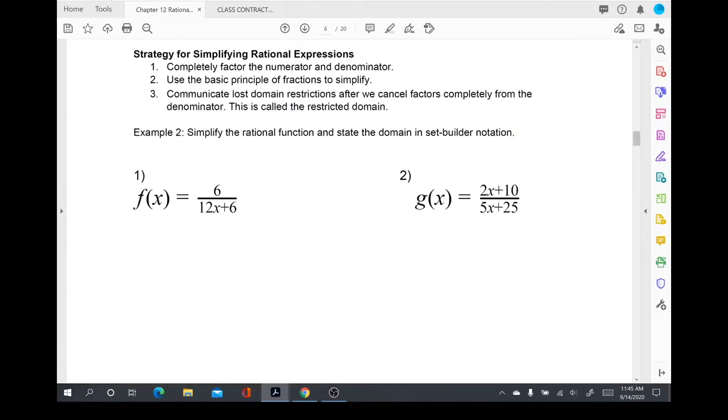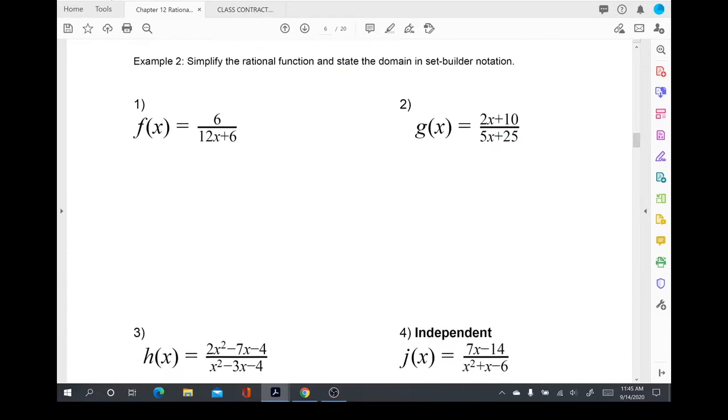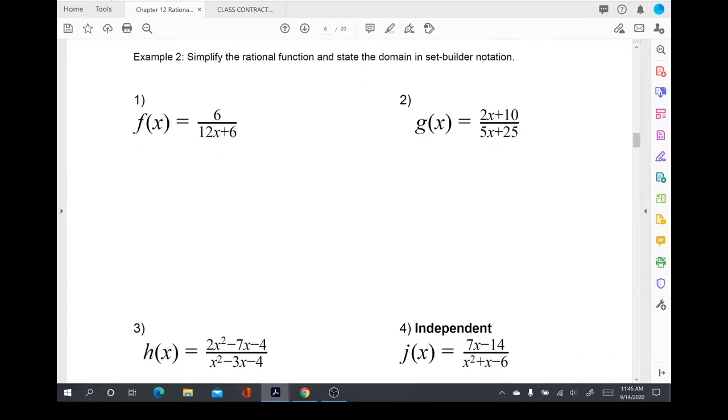All right, in this next section, we're going to work with equations. We're going to do the same process of simplifying the fractions, and then we're going to communicate the lost domain. And so that is going to be called a restricted domain. And the reason why we lose an x value in the domain is because you cannot have 0 in your denominator, and there will be an x value that creates a 0 in the denominator.